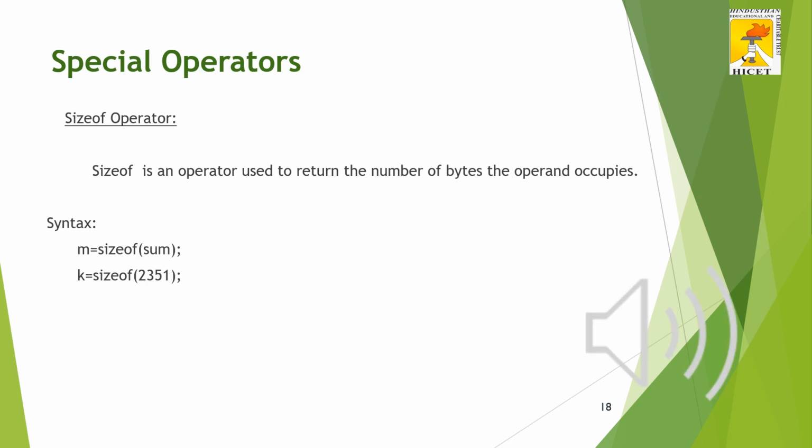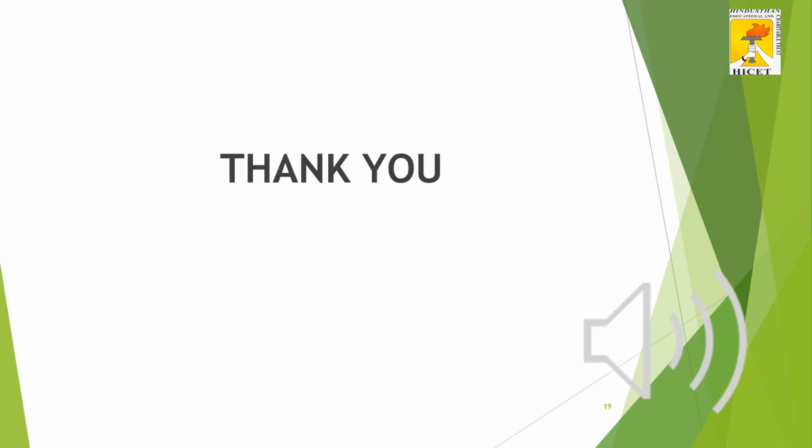Next one is the sizeof operator. Sizeof is an operator used to return the number of bytes the operand occupies. Okay, that means how many bytes are occupied by the operand will be displayed during your compilation time. Okay, that's all about the topic operators in C.